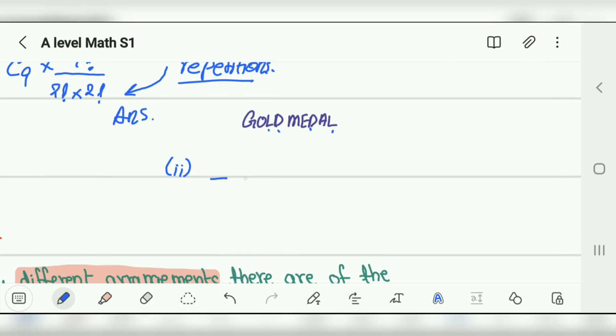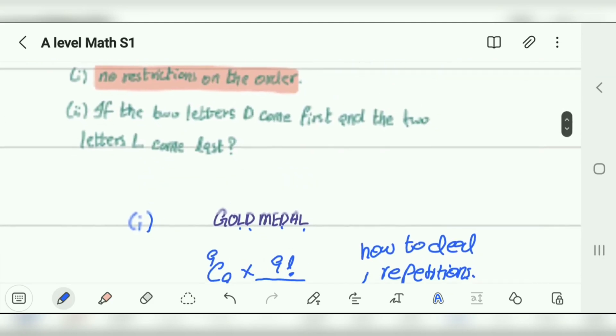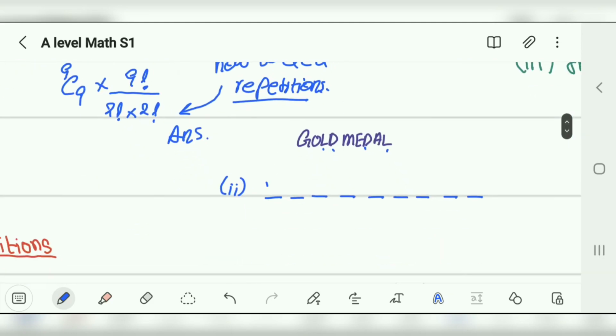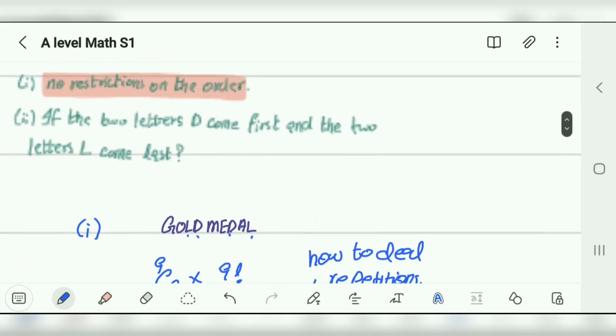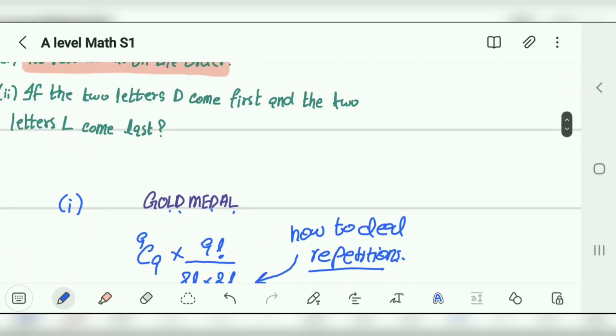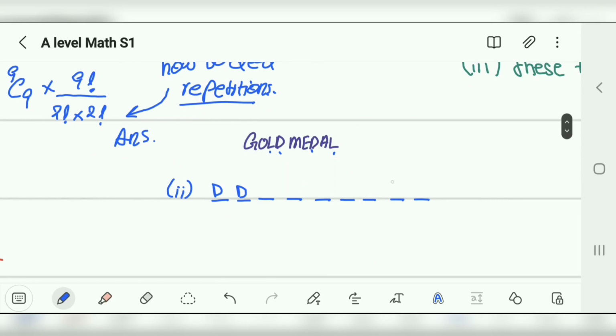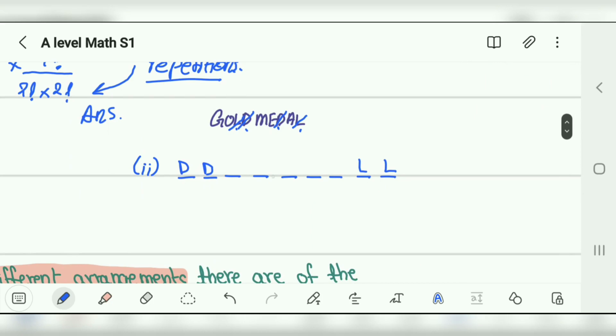So there are 9 letters. It says the two letters D come first. Okay, so I'm going to write down D and D. Then it says the two letters L come last. So it comes last then. So D cancel, L cancel, and the remainings are G, O, M, E, A. And there are 5 seats for these 5 letters.